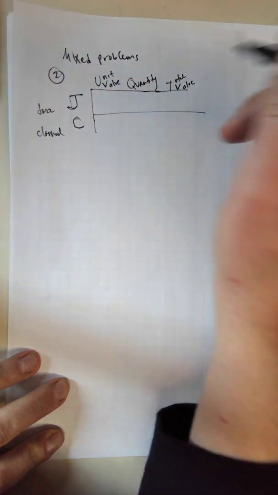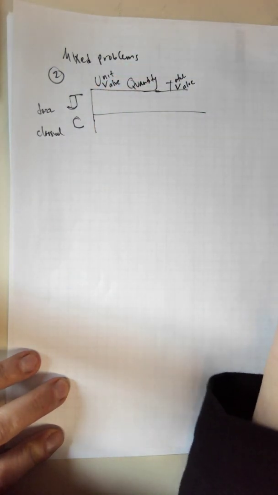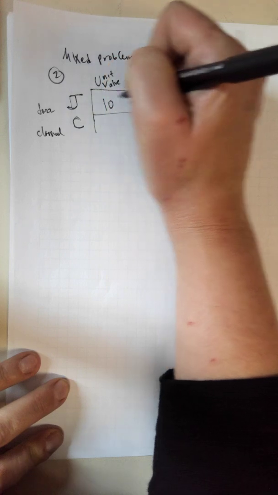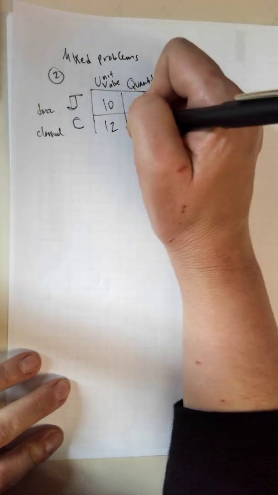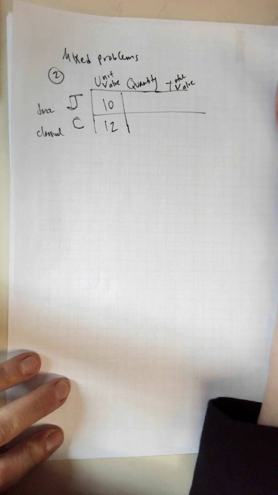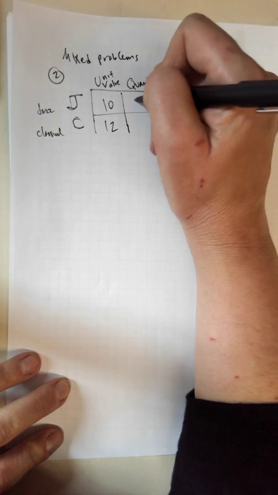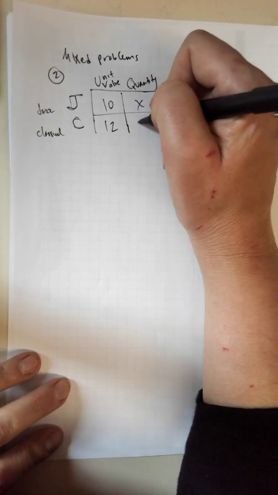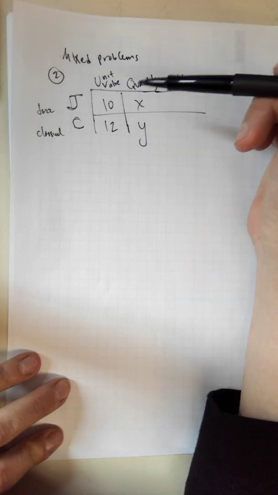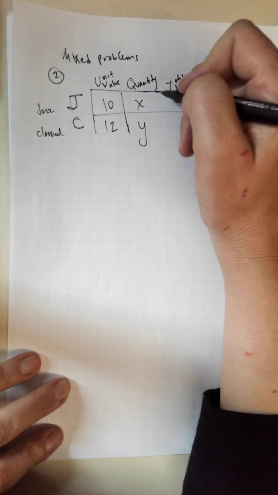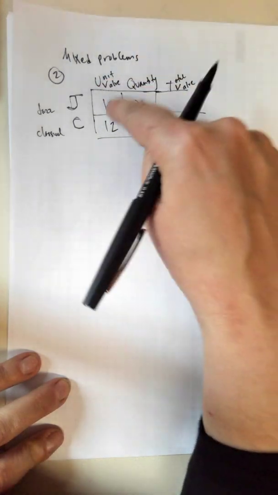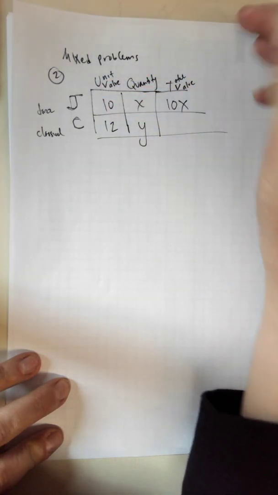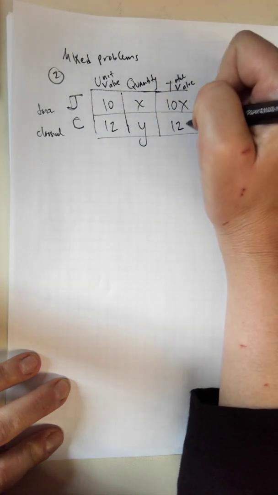Okay, so jazz CDs. I'm just looking at the problem. A store is selling jazz CDs for $10. Each one is worth 10, each unit. Classical CDs are $12. I don't know how many she bought. I can put X for jazz and Y for classical. I could have done J and C. That would have been easier. We multiply across to get total value. So 10 times X is 10X, and 12 times Y is 12Y.